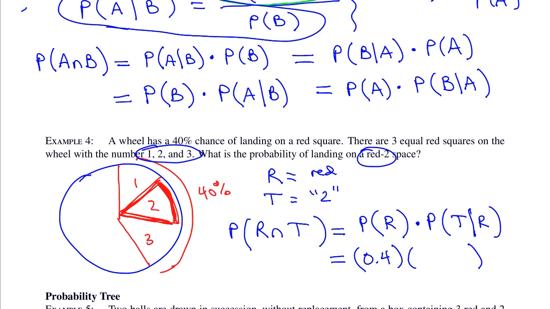Well, how many spaces are there in the red spaces alone? So this piece right here says look only within the reds. 1, 2, and 3. The sample space within the reds is 1, 2, and 3. Those are equally spaced sectors. So in the red alone, what's the probability of landing on the 2?